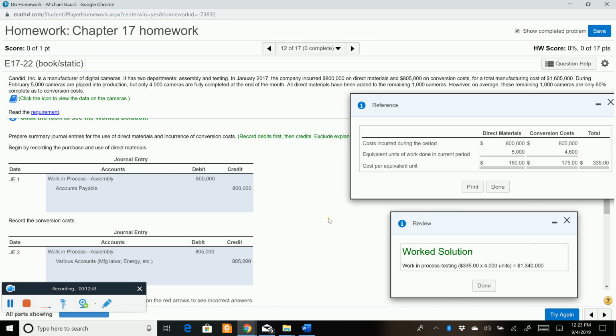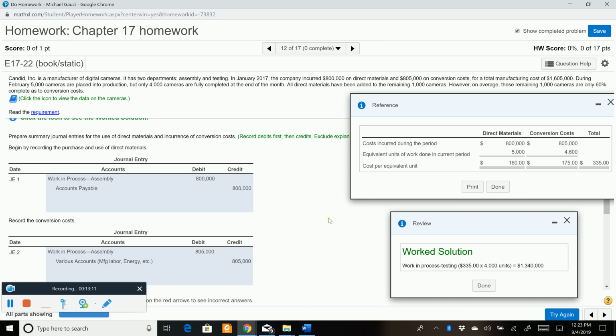During February, that would be the second month, 5,000 cameras are placed into production. But only 4,000 cameras are fully completed at the end of the month. All direct materials have been added to the remaining 1,000 cameras. However, on average, the remaining 1,000 cameras, those are the amounts in the WIP stage at the end of the month, are only 60% complete as to conversion costs.